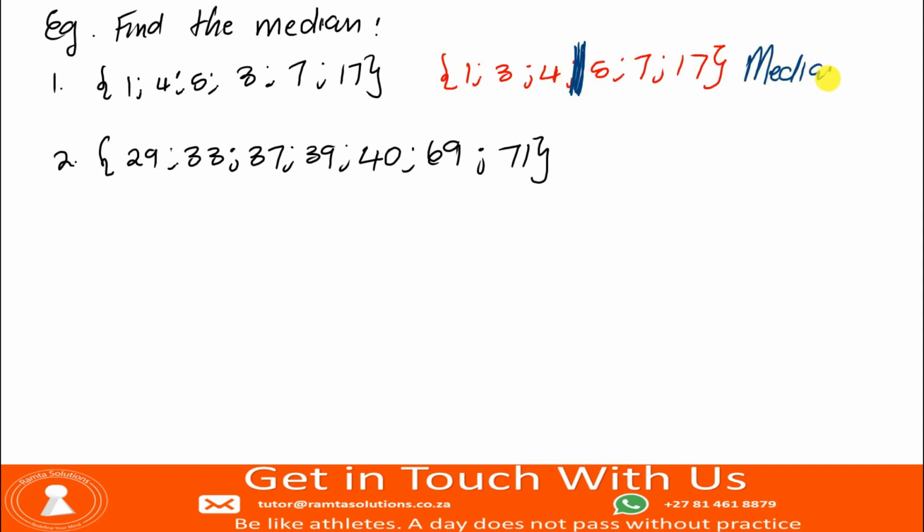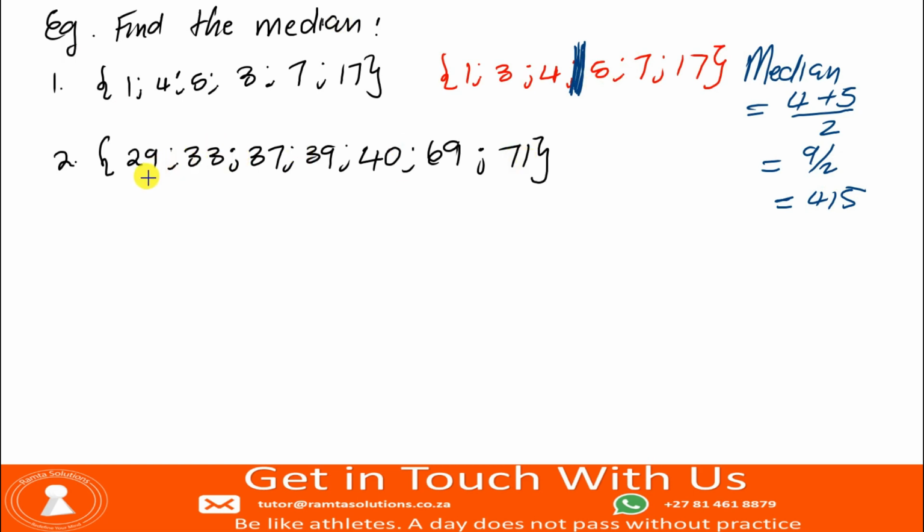Our median is 4 plus 5, all over 2, which is equal to 9 over 2. This is basically 4.5. That's your median. Okay, perfect. Now, let's look at this one.